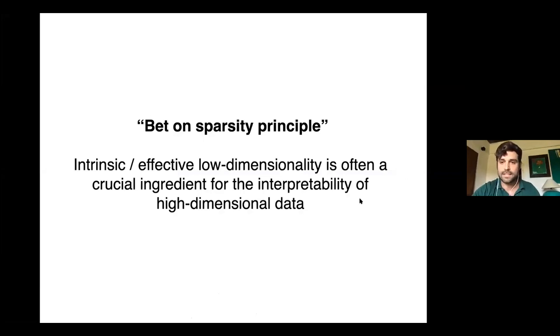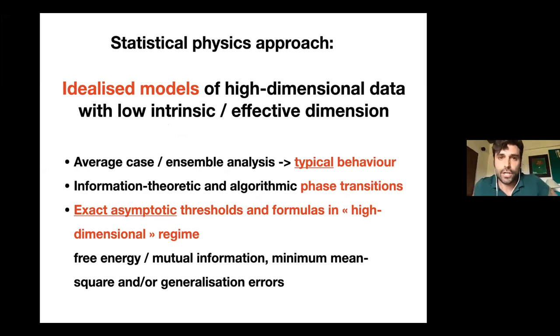All right. So all that motivates the so-called bet on sparsity principle that says essentially that the intrinsic or effective low dimensionality is often a crucial ingredient for the interpretability of high dimensional data. So in this work, we used a statistical physics approach, that is, of considering idealized models of high dimensional data with a low intrinsic or effective dimension, okay? We perform, thanks to statistical physics, an average case or ensemble analysis, which leads to a typical behavior of algorithms, which is to be put in contrast with the techniques from computer science that generally lead to a worst case analysis.